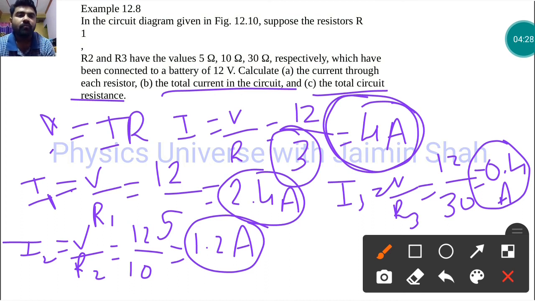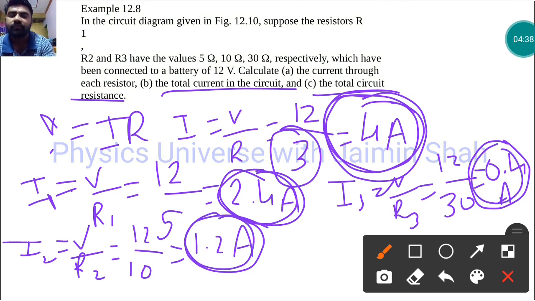If you sum all these currents, 2.4, 1.2 and 0.4, because these currents are flowing through the respective resistances, and when they add up, we get 4 ampere. So all the currents are correct. So that is the answer to all the questions.